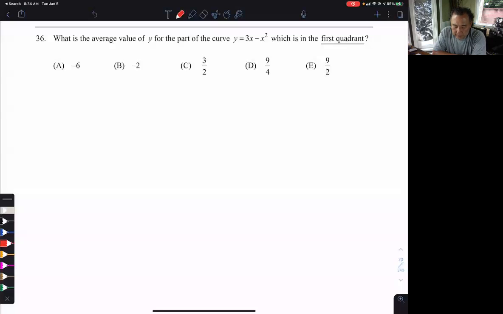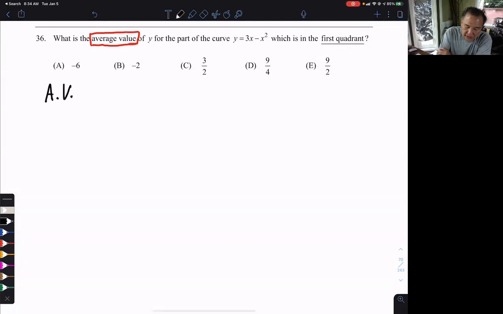This is 1988, number 36. So keyword, average value, as opposed to average rate of change. Average rate of change is the slope of the secant line, f of b minus f of a over b minus a. Average value, the formula for average value of any function is you integrate the function and then you divide by the width, b minus a.